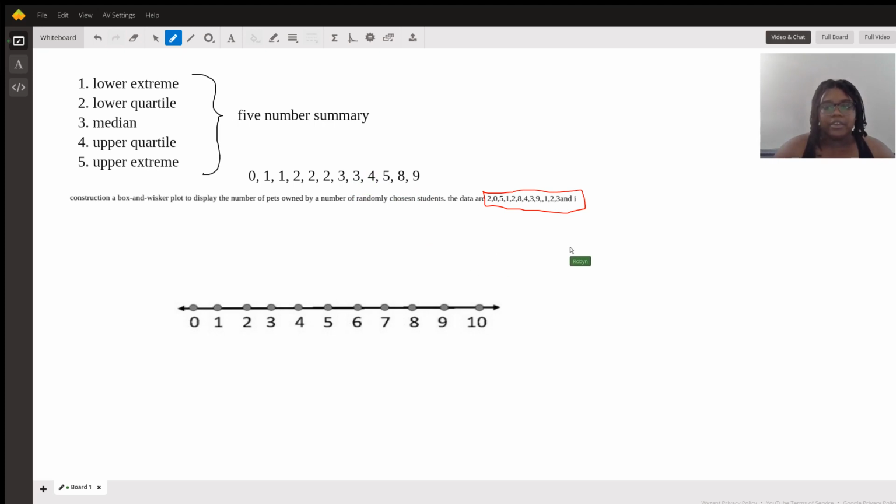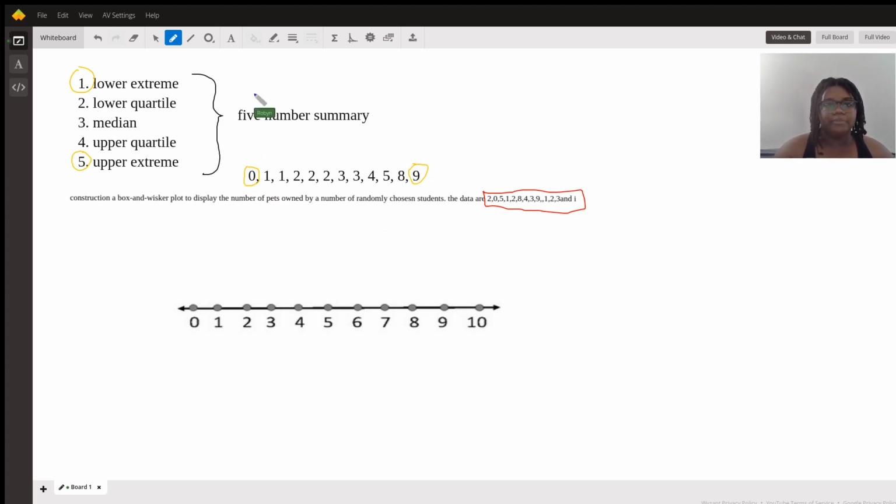So now that our data is nice and organized, we need to identify the values that make up our 5-number summary. So the lower extreme is the smallest value, and the upper extreme is the biggest value. I find that those are two of the easiest ones to start with because they'll be right at the beginning and right at the end of our newly organized data set. So that takes care of those two.